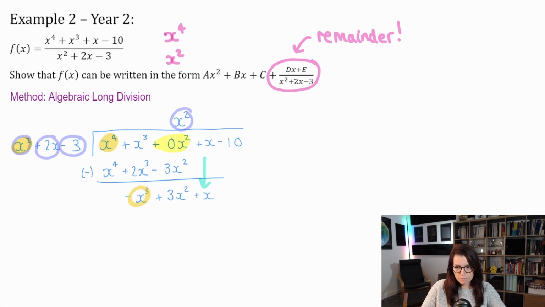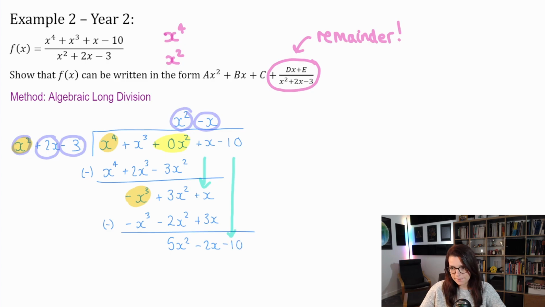Repeating the process, so minus x cubed divided by x squared is minus x. Take your minus x and multiply it by each thing here. So minus x times x squared is minus x cubed. Minus x times 2x is minus 2x squared. And then we've got plus 3x. We subtract and we get 5x squared minus 2x. Bring down the negative 10 or minus 10. And then do it again.